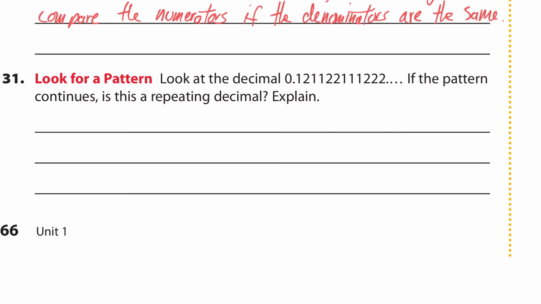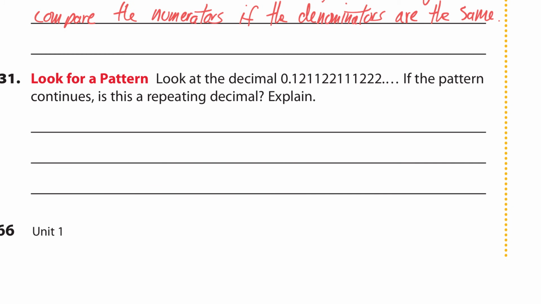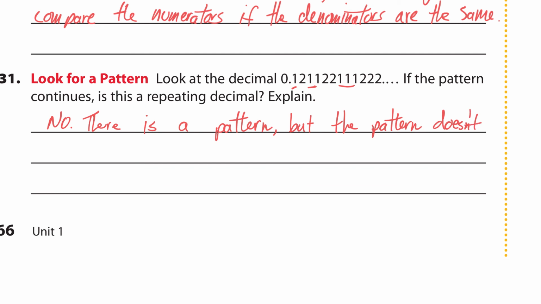Okay. Look for a pattern. If the pattern continues, is this a repeating decimal? Let's see. What is that pattern? You have 1 one and then 2 ones and then 3 ones. Is this a repeating decimal? I say no. There is a pattern, but the pattern doesn't repeat itself.